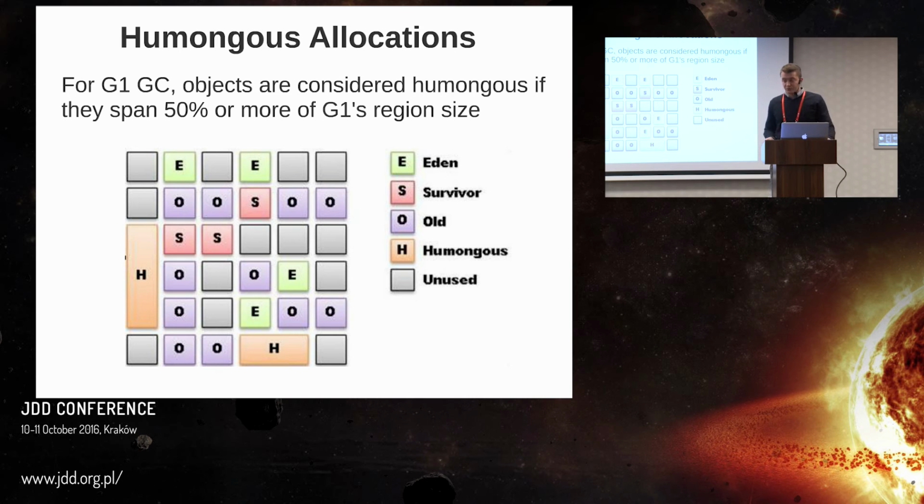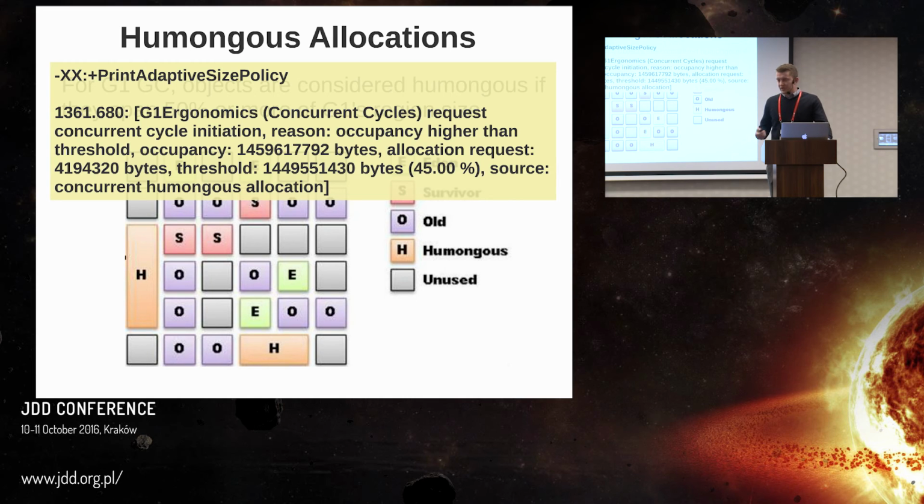So to avoid this, we can adapt the size of the region. And to even check if we have a problem with those humongous allocations, we can enable this flag, print adaptive size policy. And here it's saying more or less that I will start the concurrent marking phase now because I saw that you are allocating some big objects, so humongous allocation here. And I will better start the concurrent marking phase now because otherwise I may run out of memory.